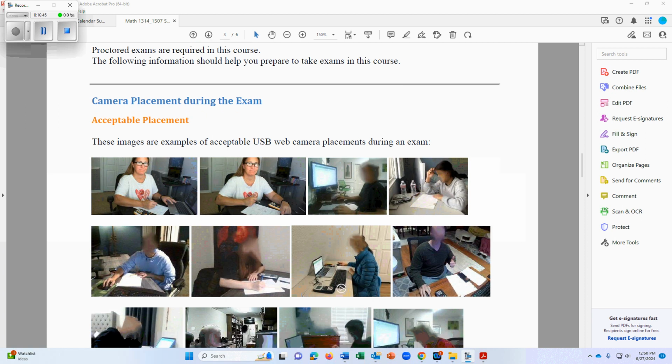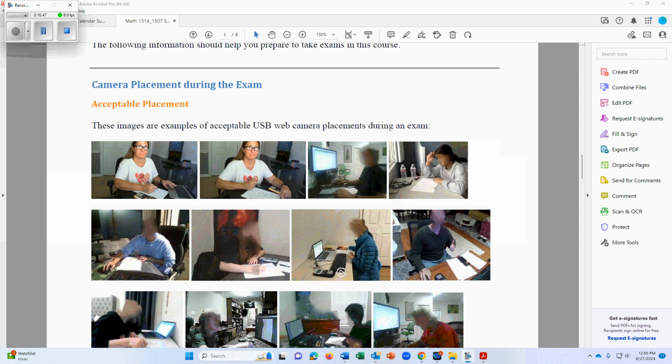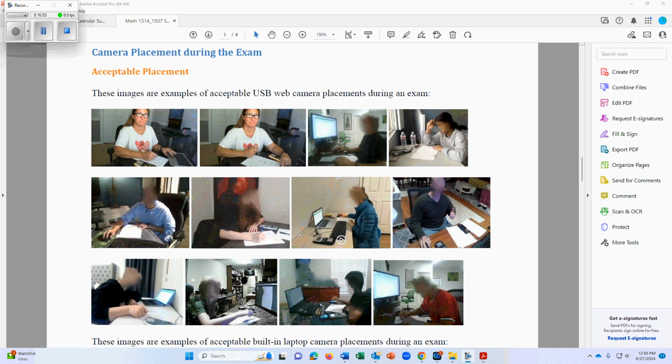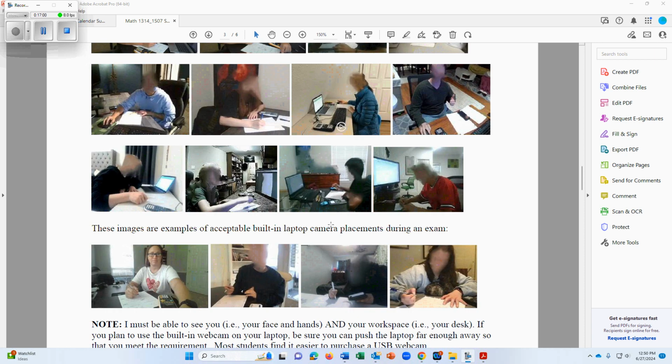Here's some other examples. So you can see the main thing is your workspace and you, okay? Want to make sure you find somewhere quiet where you can do this, where you're not going to have any distractions, that kind of stuff. Okay. So here are some also examples with the built-in camera from the laptop, because I will admit that's a little bit harder to set up, but it can be done.